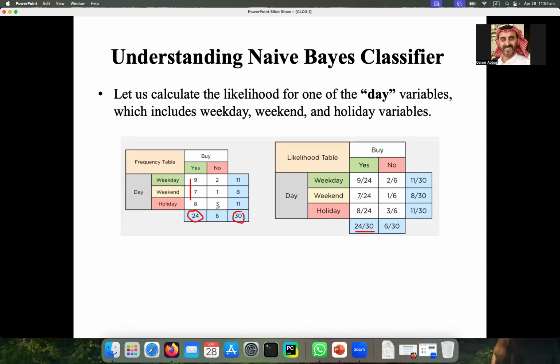Similarly, when you divide this 6 by 30, you will get again some likelihood. And similarly for all: 11 by 30, 8 by 30, 11 by 30. What it actually means is, when weekday is yes and buy is no, you are not buying, then what is the probability? This is the probability. When weekend is yes and buy is no, what is the probability? This is the probability. When holiday is yes and buy is no, this is the probability.